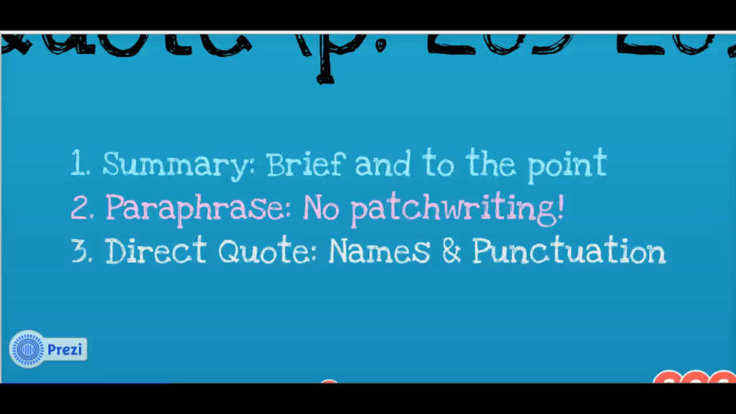You have to be careful not to patchwrite. And for a direct quote, names and punctuation are really important. But for all of these, remember that you still need to cite the source. It doesn't matter if you're doing a summary, paraphrase, or direct quote, you still need to let your audience know where you got the information.